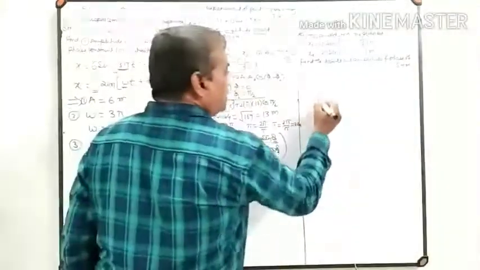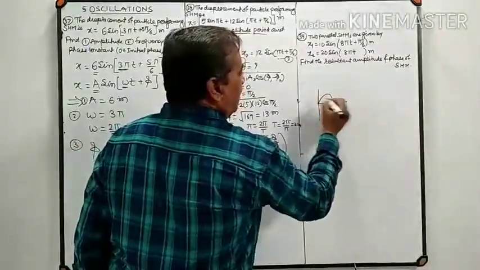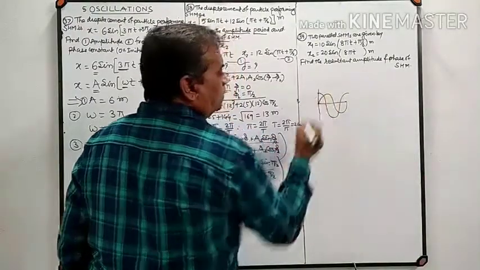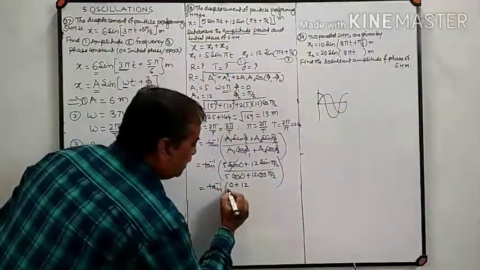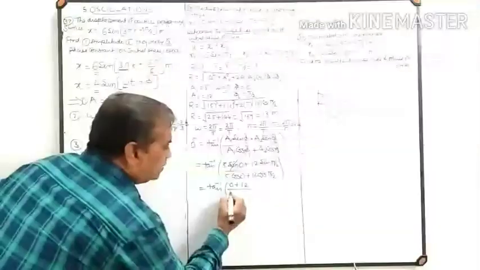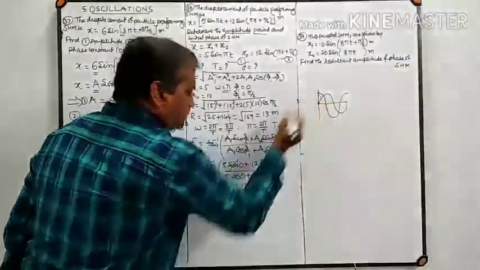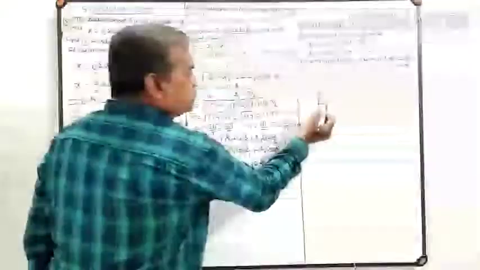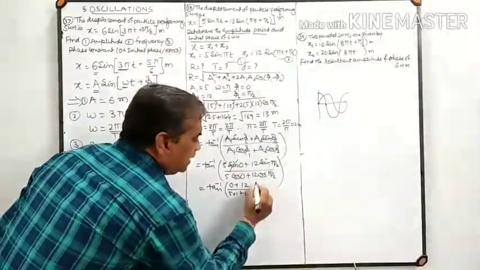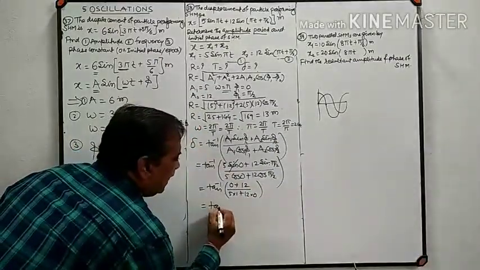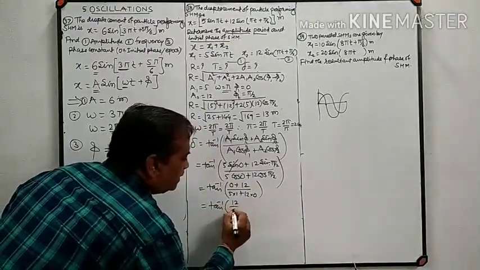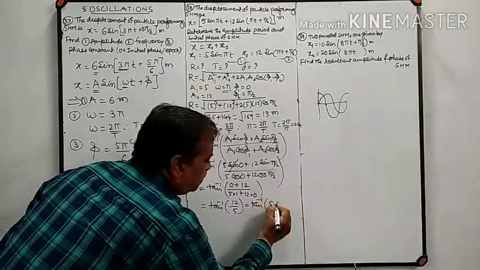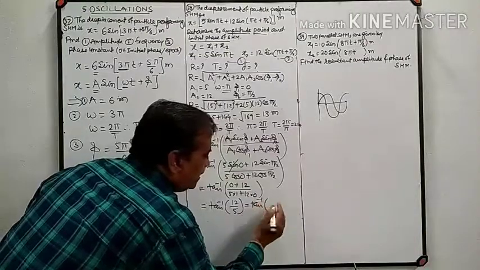You should always remember the curves of the sine and cosine waves. Here sine 0 is 0, cos 0 is 1. So 0 plus 12 upon 5 into, what is cos 0? Cos 0 is 1. So 5 into 1 plus 12 into, what is cos pi by 2? It is 0. So 12 into 0. So that is equal to tan inverse of 12 divided by 5, that is tan inverse of 2.4.